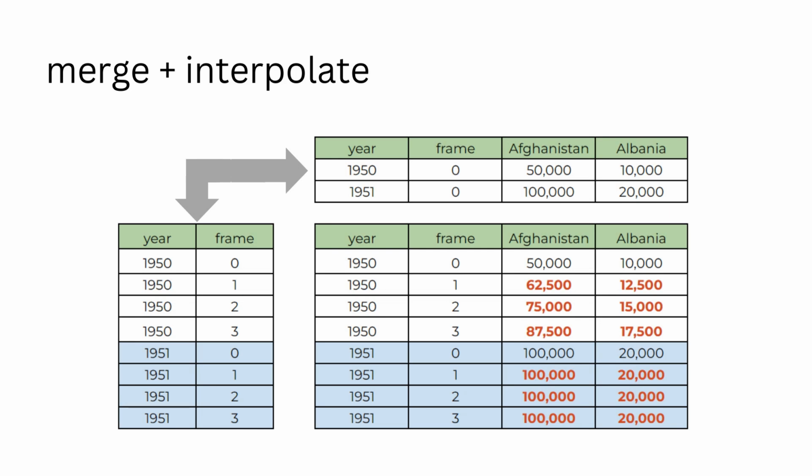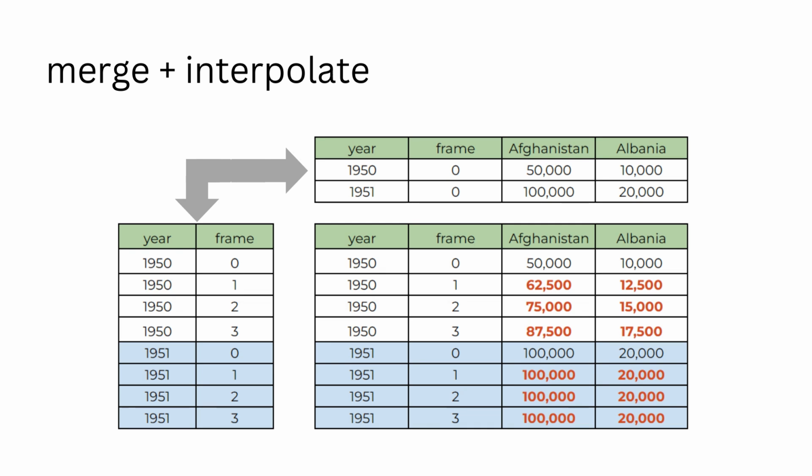Then, we merge our population data with this cross-join data frame. When we merge these 2 data frames using year and frame as the key, we get the bottom right data frame. Initially, the values for frames 1, 2, 3 will be null, because we have the data only for frame 0. When the interpolation operation is performed, those empty cells will get filled. The interpolated values are denoted in red.